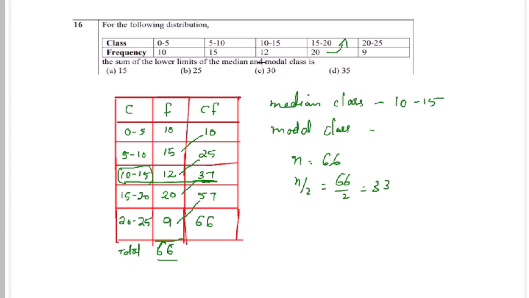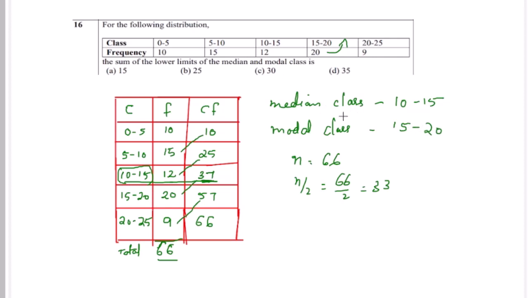10, 15, 12, 20 and 9. These are the frequencies. Among these, 20 is the highest frequency, right? So the corresponding class, 20 is the frequency, so the corresponding class is 15 to 20. So the modal class is 15 to 20. This is the modal class.